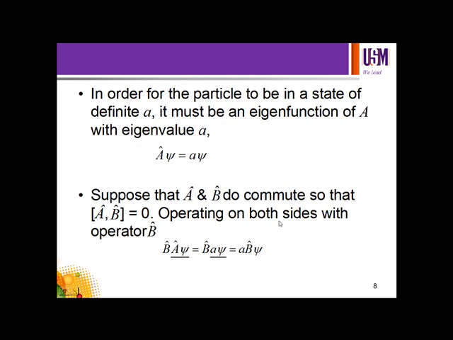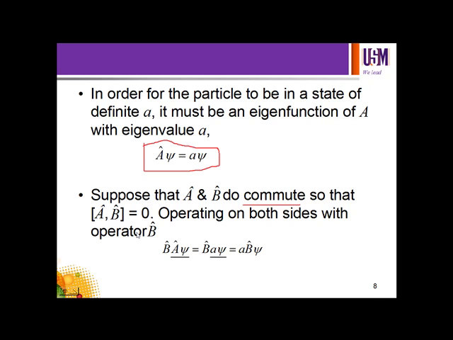In order for the particle to be in a state of definite a, it must be an eigenfunction of A with eigenvalue small a. That means we have this relationship. I think now you are quite familiar with this relationship. You have an operator A multiplied by an eigenfunction psi equal to small a, which is an eigenvalue, multiplied by eigenfunction psi. Suppose that A and B do commute. That means they are commutative, so the commutator of A and B equals 0.